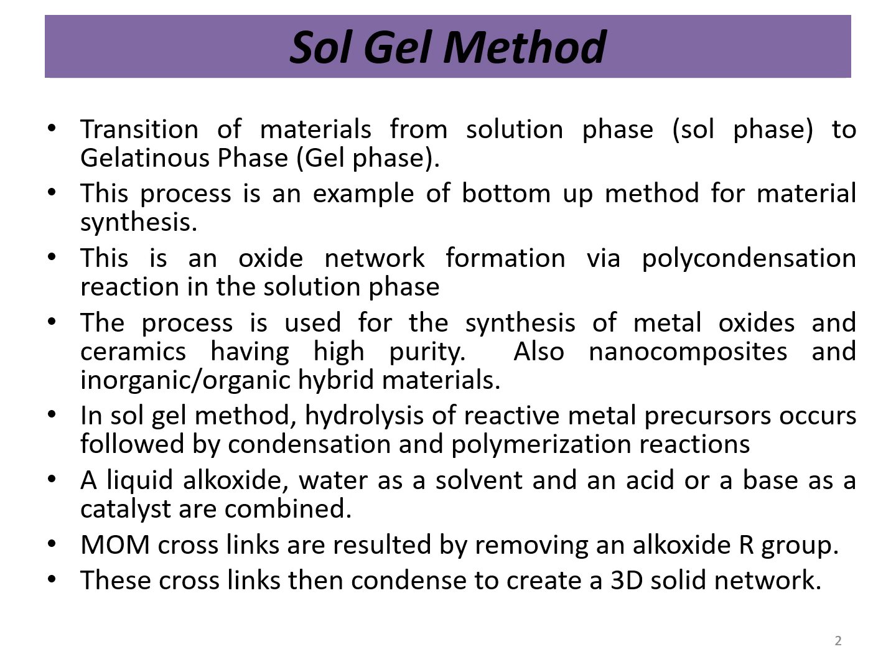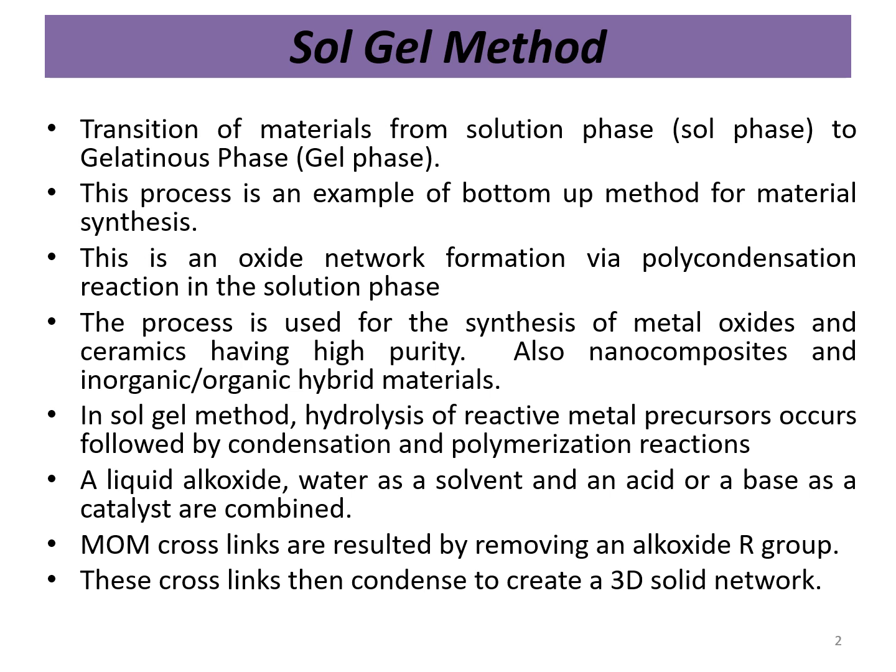A liquid alkoxide, water as a solvent, and an acid or a base as a catalyst are combined. So in this method, we use a starting material, for example, a liquid alkoxide. Water is used as a solvent, or even we can use alcohol as a solvent, and an acid or a base is used as a catalyst to carry out this reaction.